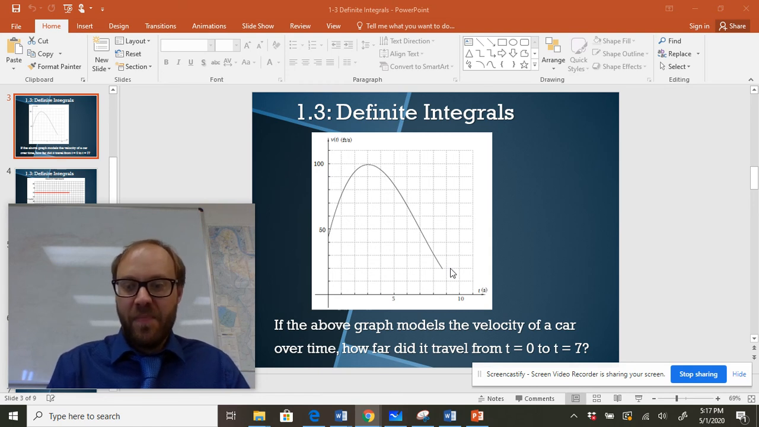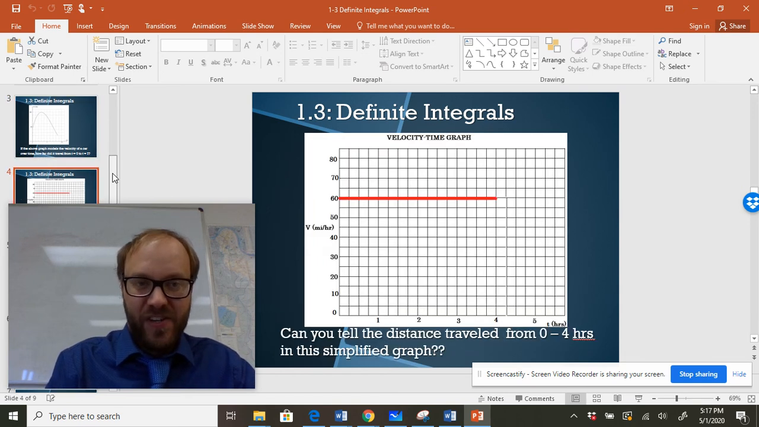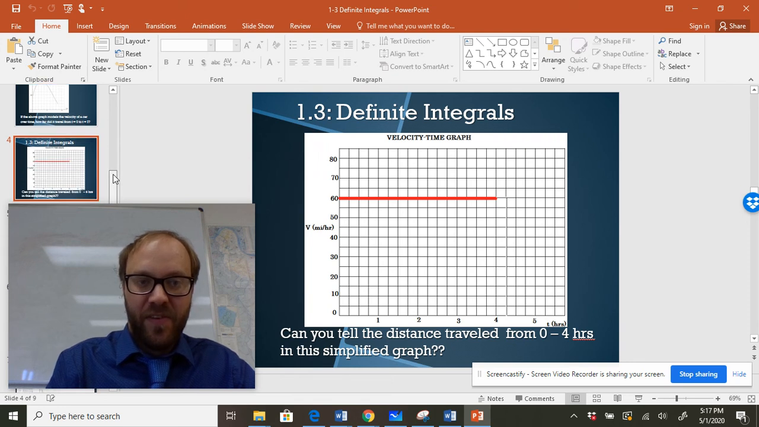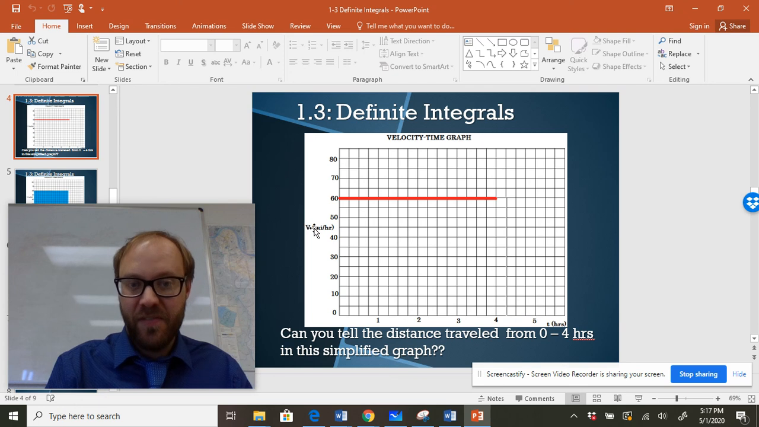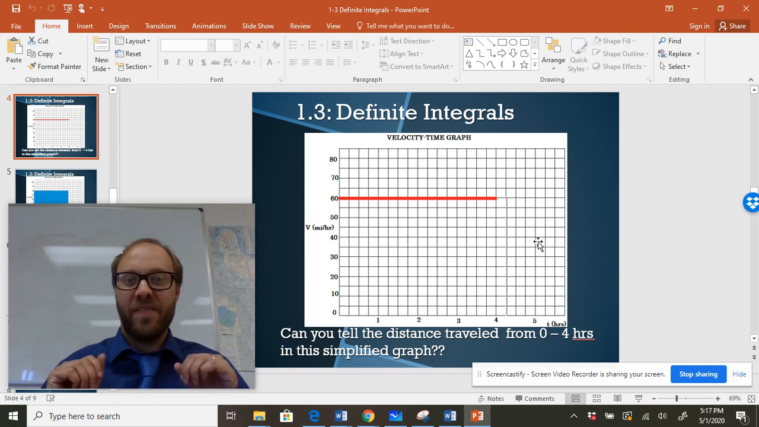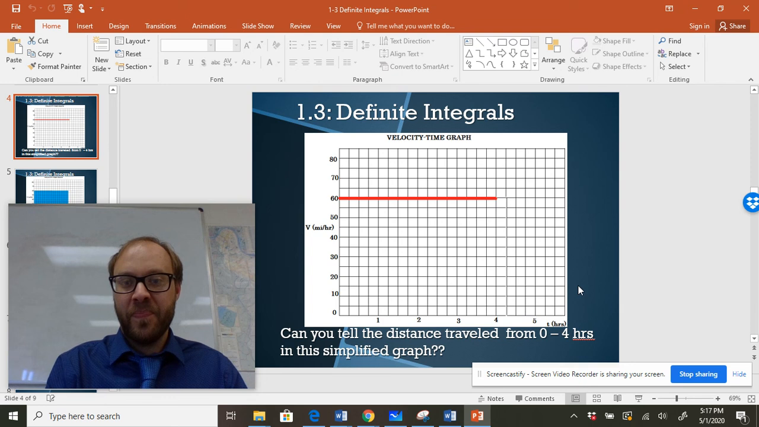So anyway, I want to step back to a problem that's a little bit simpler and look at the connection here. So let's say that this car had been going at a constant pace. Okay, let's say that it had been traveling at the same velocity. And I notice now, still have a velocity on this axis, but now it's miles per hour. On the other axis, we now have hours, okay? But let's say it was just traveling at a constant 60 miles per hour for 4 hours, okay?